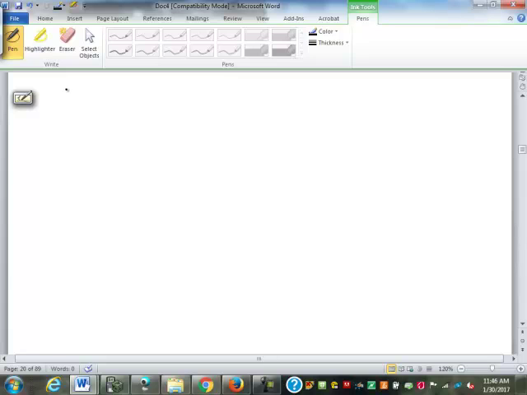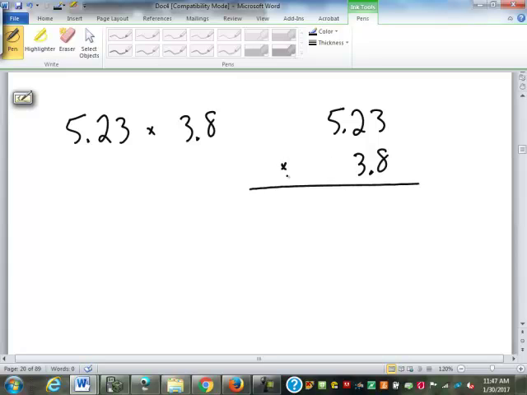Okay, now for multiplication. We're going to do 5.23 times 3.8. I always put the number with the most digits on top. And now I'm going to multiply this completely ignoring the decimals. 8 times 3 is 24, so 4, carry the 2.